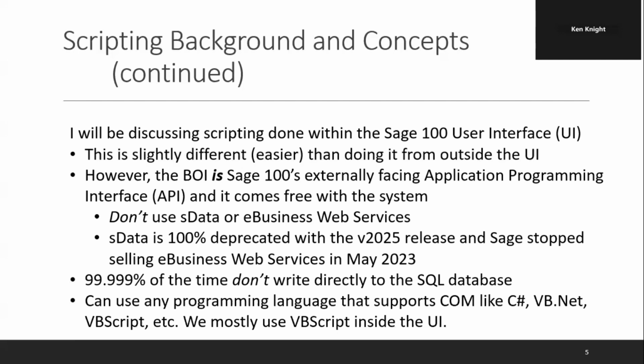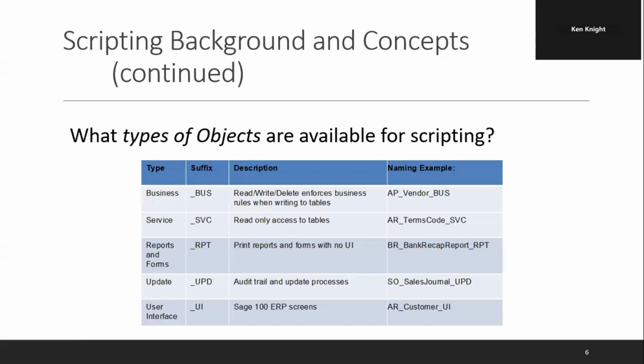And when we're talking about business objects, well, what kinds of objects are available for scripting? Well, there are primarily 5 different objects. There is the business object itself, which has a suffix assigned to it of _BUS. This is the thing that contains all of the logic. Through the business object, you can read, write, delete. It enforces all of the business rules when writing to the table, so you can't push a sales order in with a customer number that doesn't exist or an item code that doesn't exist.